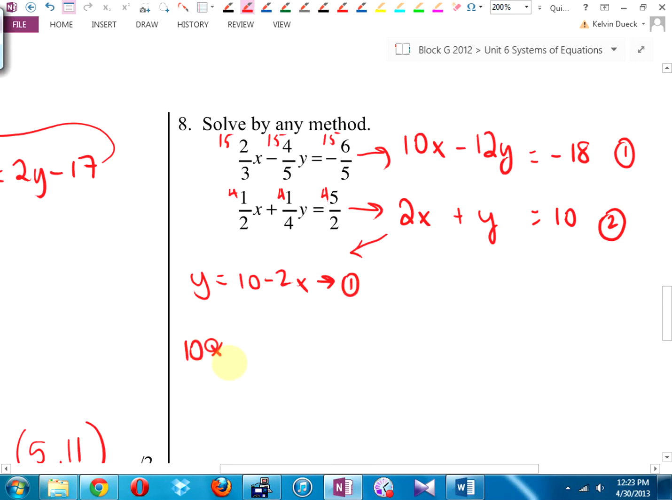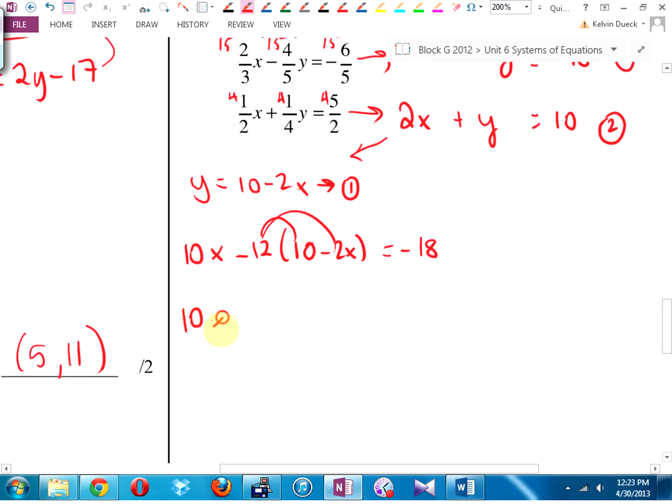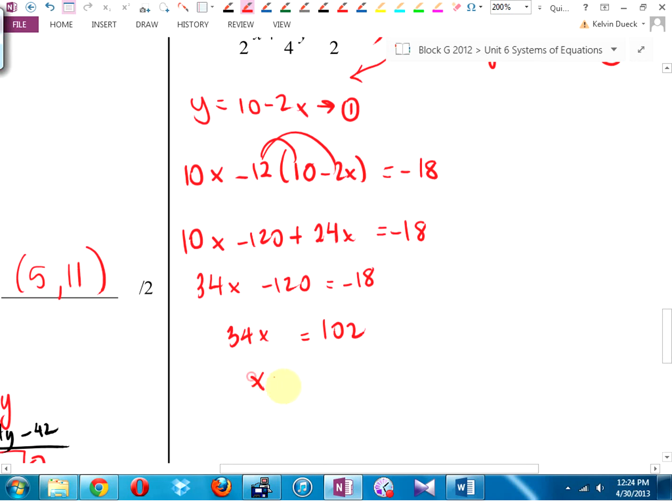So I'm going to get 10x minus 12 bracket 10 minus 2x equals negative 18. I'm going to get 10x minus 120 plus 24x equals negative 18. You do get 34x minus 120 equals negative 18. You do get 34x equals positive 102. Tell me you get x equals 3. Is that right?